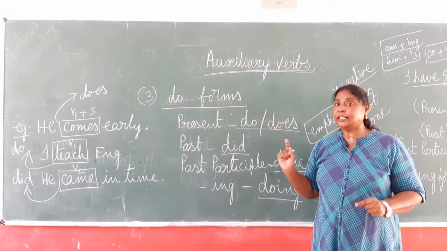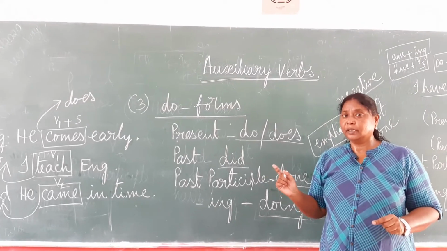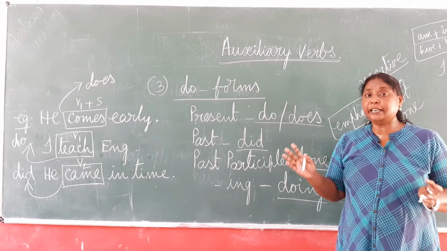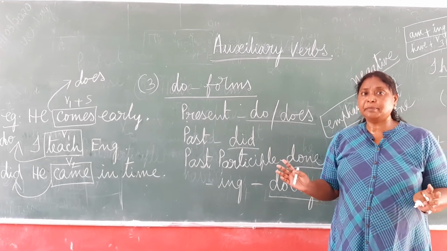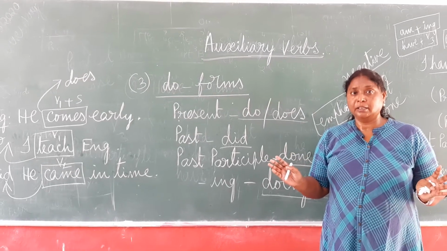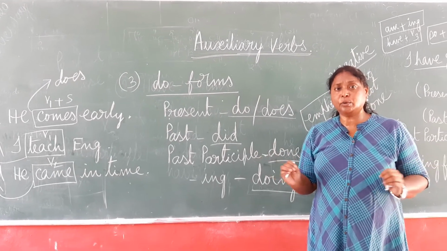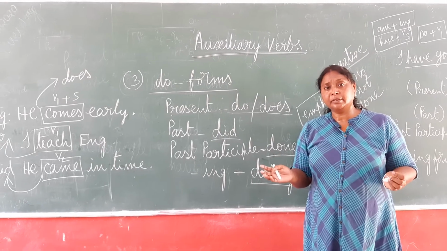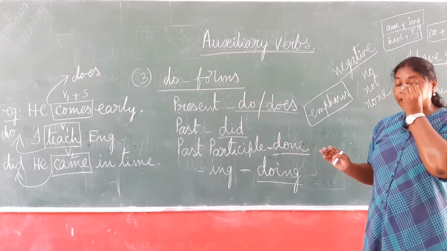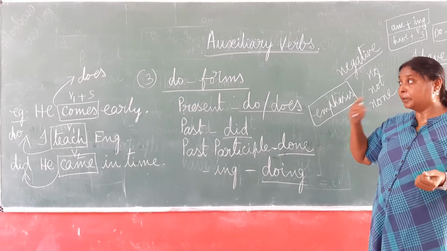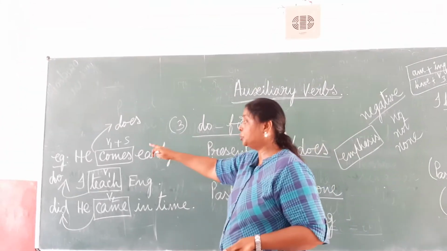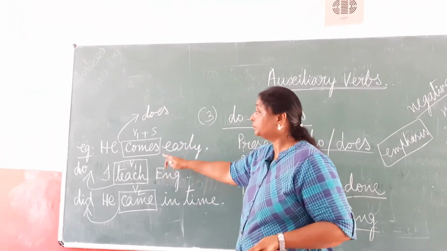I did write to him. There is a difference between saying I write to him and I did write to him. The same thing: my mother does cook well. I can simply say my mother cooks well, but there is emphasis if I say my mother does cook well. So to sum up, the do forms are used to make a sentence negative.